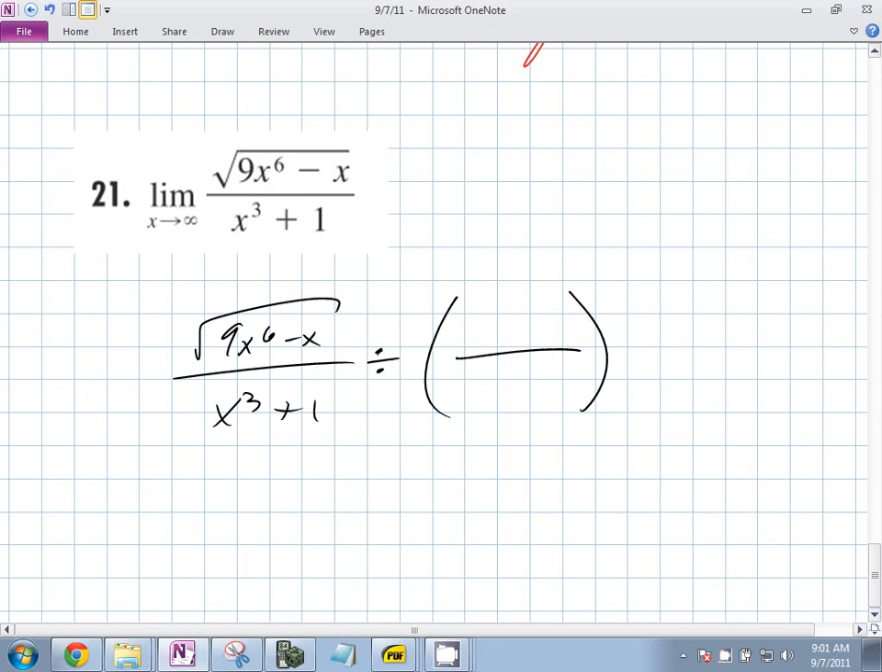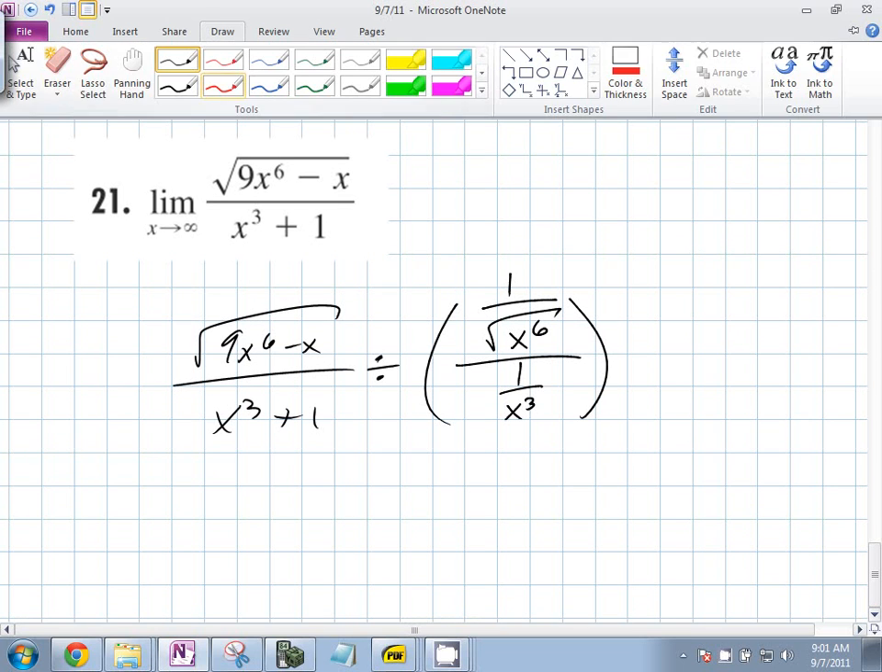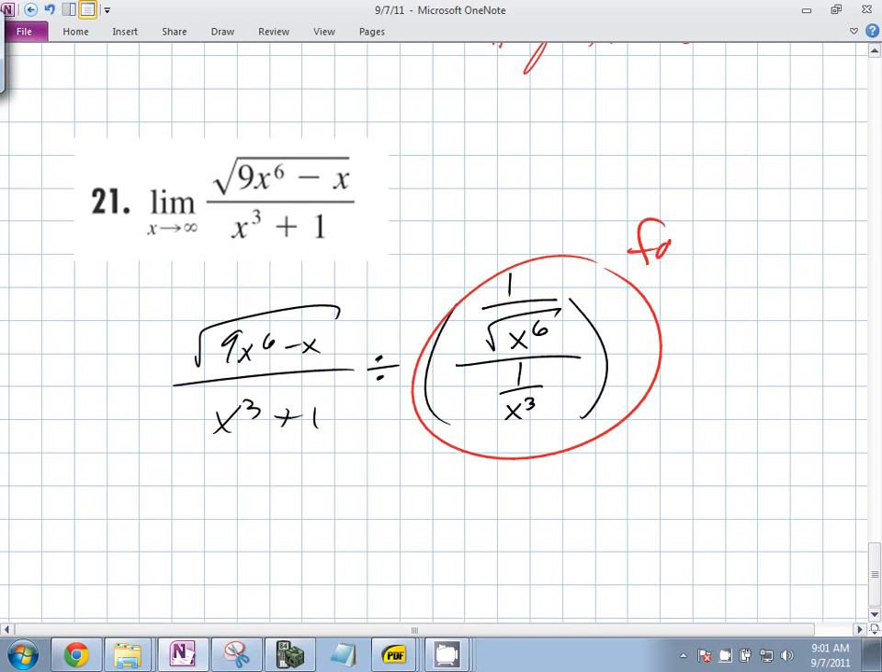What are we going to divide by? I'll give you a hint. I want to divide by that on the bottom. 1 over x cubed. Close. Not 1 over x cubed. What am I going to divide by? The square root of x to the 6th. That is just, we did this yesterday, didn't we? This is just a fancy form of what?